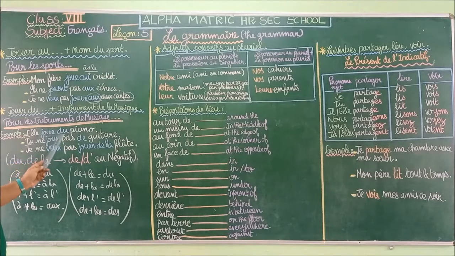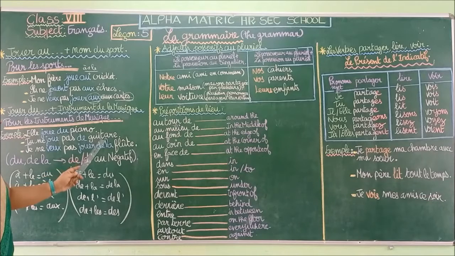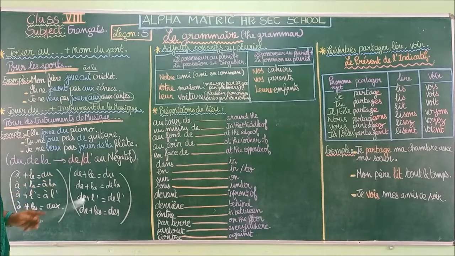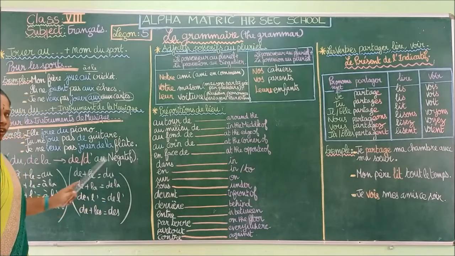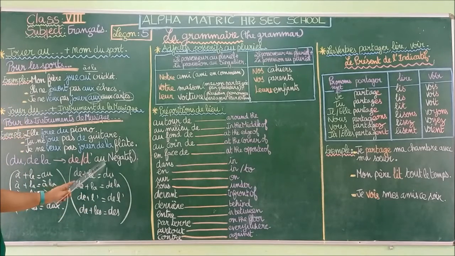Elle joue du piano. She is playing piano. You have the preposition article du, because piano is a masculine noun. Tu ne joues pas de guitare. Why don't they put la guitare? Because in the negative form, du and de la change into de or d'. I wrote it here: du and de la change into de or d' in a negative form. Don't forget this, it is very important.